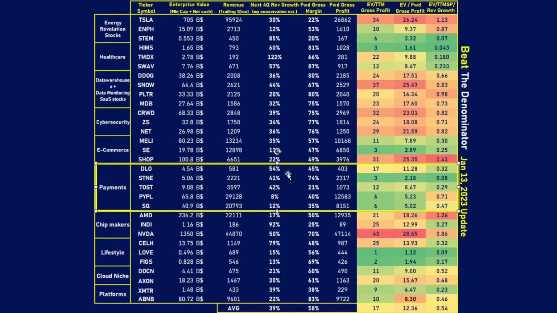Short sellers, for some reason, love to attack payments companies. I don't know why. You may remember Square. Square was also attacked by a short seller, right? Saying that it was used for a whole bunch of illicit activities.